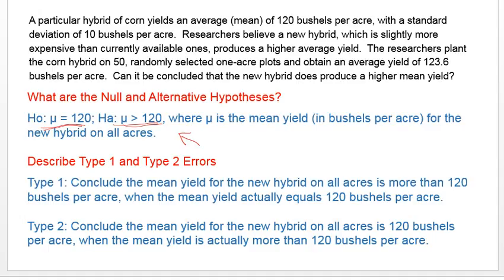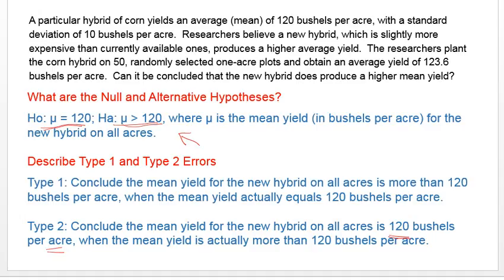A type 2 error, you conclude that H naught is true when HA is really true. So you would conclude that the mean yield on all acres for the new hybrid is 120 bushels per acre. Okay, so that is the H naught is true, when actually the mean yield is more than 120 bushels per acre. So you have your hypotheses and then you describe the errors. Just tell me what you conclude, what's really true.